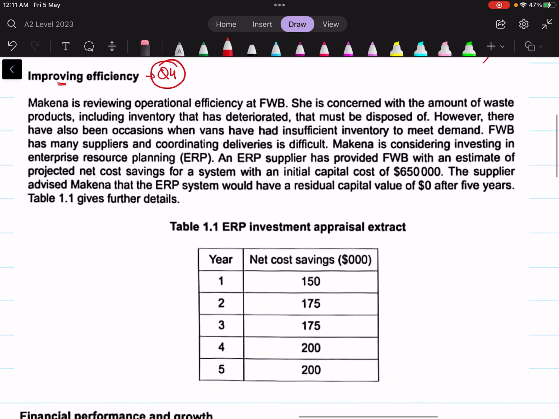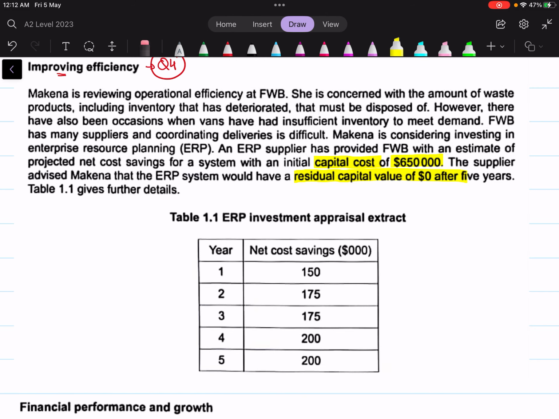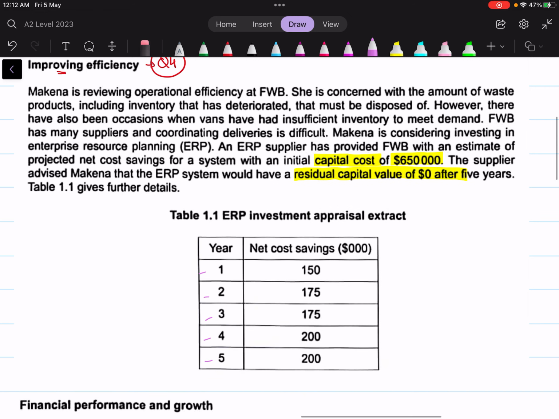So the data that you need in order to do the ARR calculation is that you are given the capital cost of 650,000. That is basically your cash outflow. The residual value is basically $0, and here you can see that you are given cash flows of the 5 years. Now when you are calculating ARR, the formula is that you first calculate the annual profit, then you calculate the average investment, and then you multiply it by 100, and the answer is likely to come in percentage.